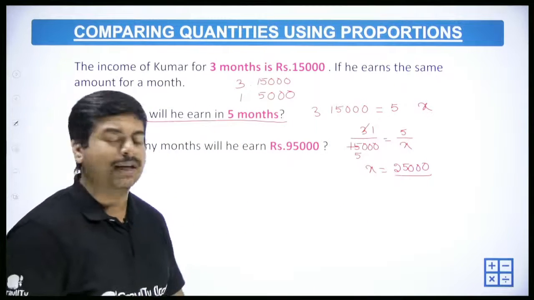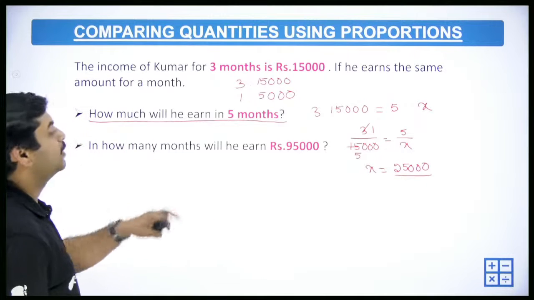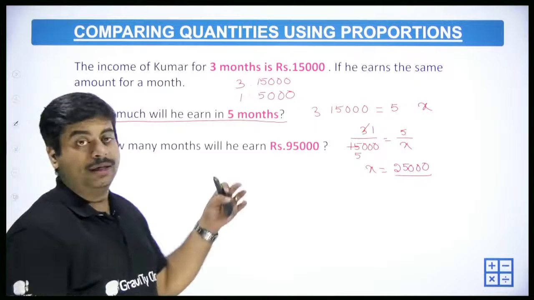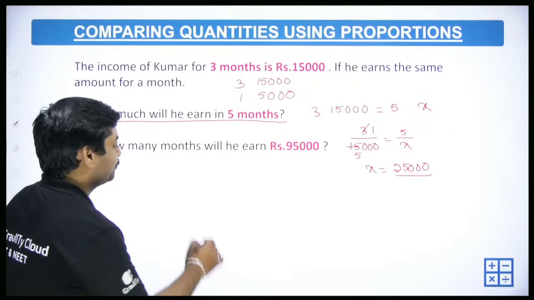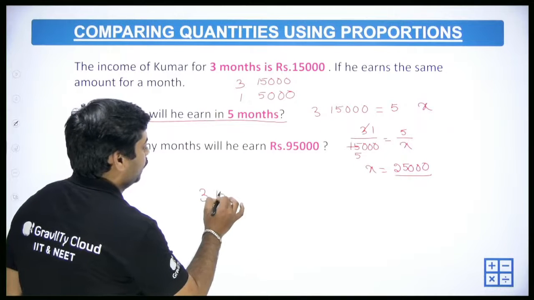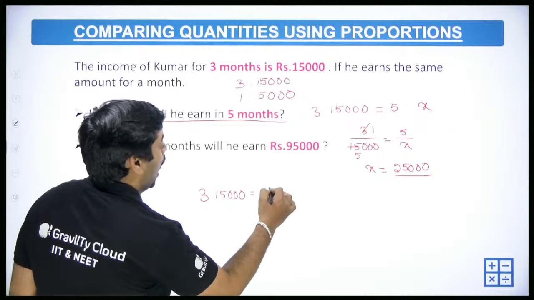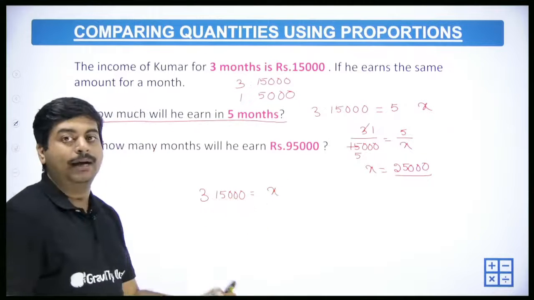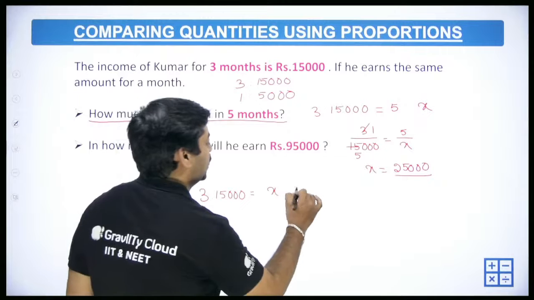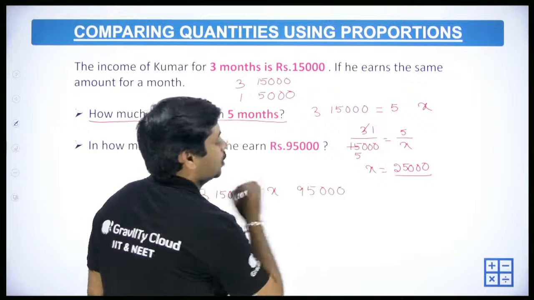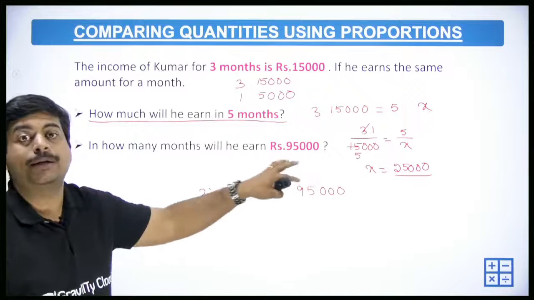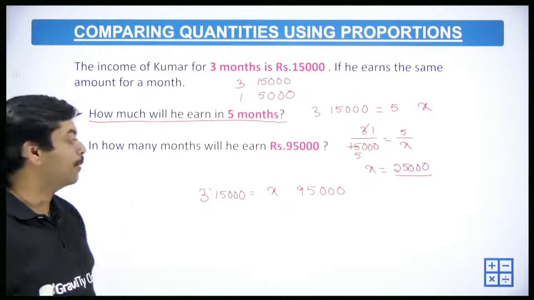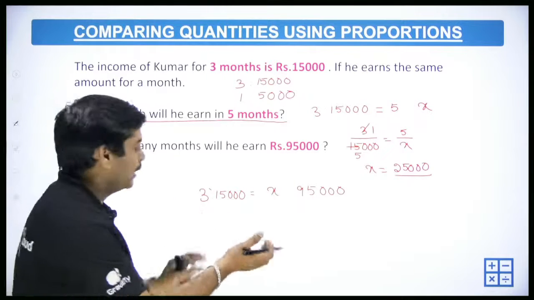That's what we have discussed in the last class. And for how many months will he have to earn to get 95,000 rupees? For 3 months it is 15,000. For how many months do we get 95,000? That is how we use a proportion. A is to B and C is to D, these two are in proportion. So when we say in proportion, we can equate the fractions directly.